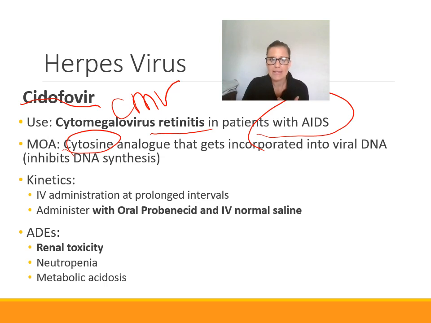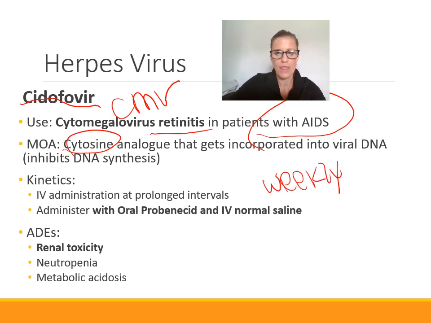When we look at the kinetics, it is administered intravenously, so it does have to be given IV. However, it's given at prolonged intervals. So typically it's given once weekly. Now this eliminates the need for permanent venous access. We'll see another drug coming up, ganciclovir, and that's also given IV, but you have to give it on a regular basis. So you do need actual permanent venous access. You don't need it with cidofovir. You can just inject it IV once a week, and that's fine. We don't have to have access open.